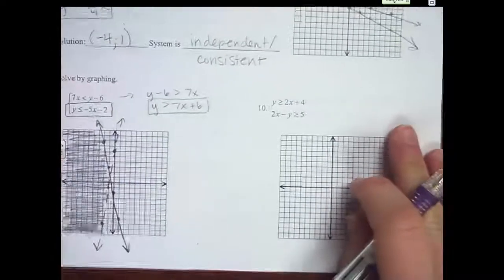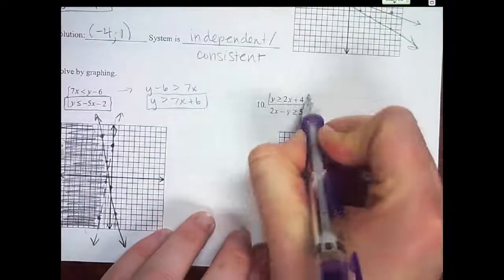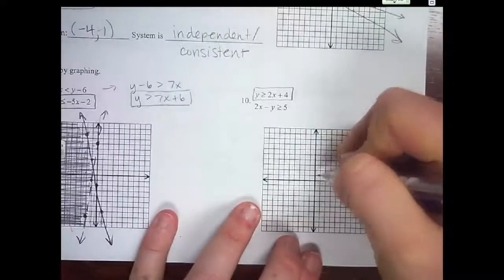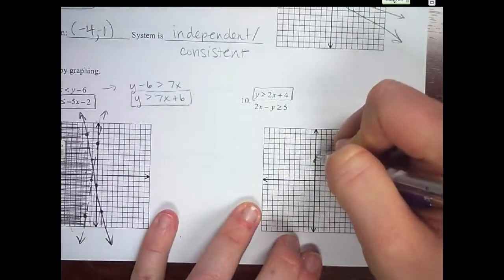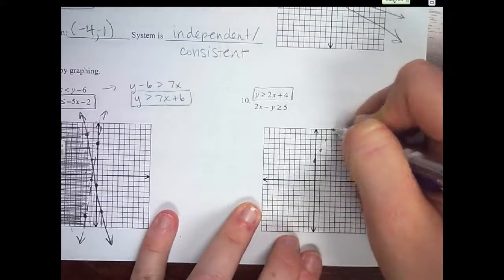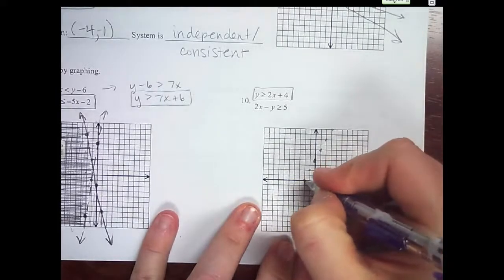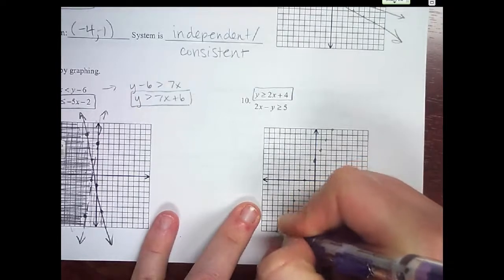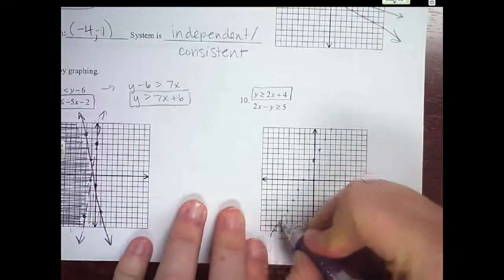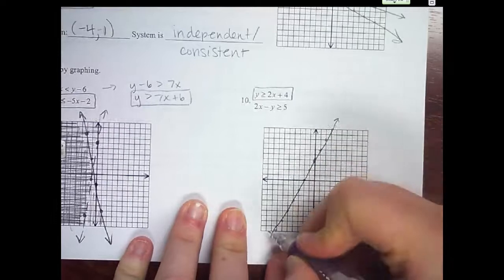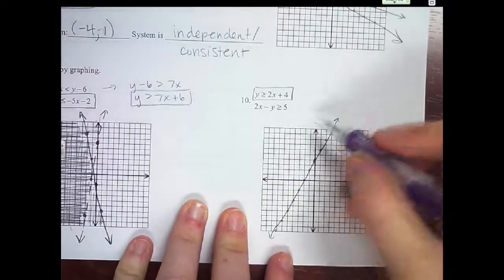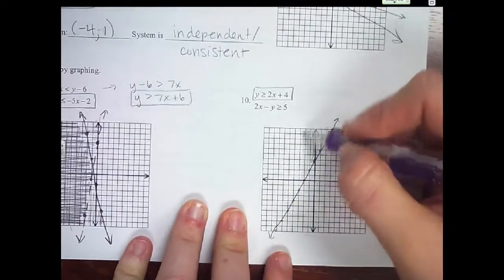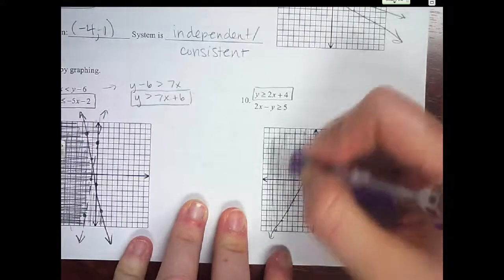Okay, let's do another one, number 10. The first one's done for us. So I'll start at positive 4. 1, 2, 3, 4. Up 2 over 1. And that's a solid line. It's a greater than, so I jump up. So I'm going to shade above the line.